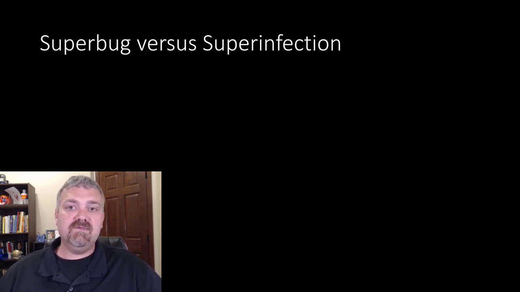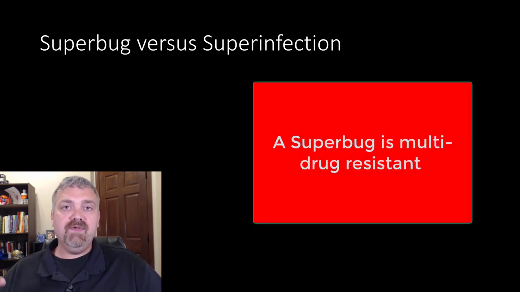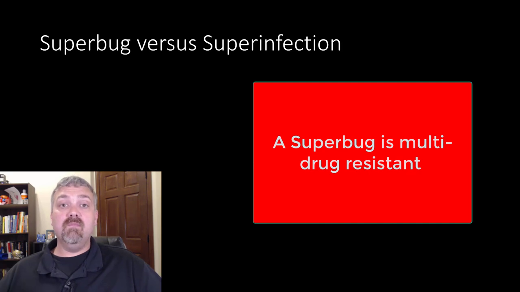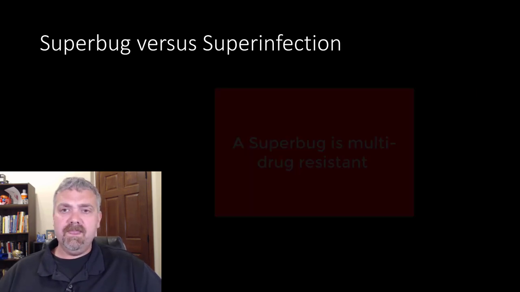So we have superbugs versus superinfections. Some people confuse these. A superbug is a multi-drug resistant organism. For example, MRSA, methicillin-resistant Staphylococcus aureus, doesn't just resist methicillin, it resists a whole bunch of different antibiotics. That's why it's called a superbug. So think of a superbug as a multi-drug resistant organism. You become a superbug when you can resist two or more of our antibiotic treatments.